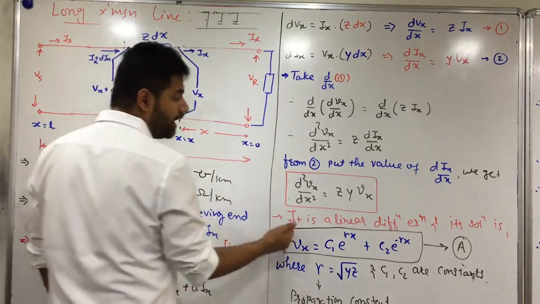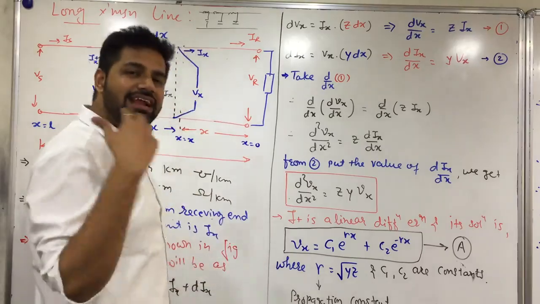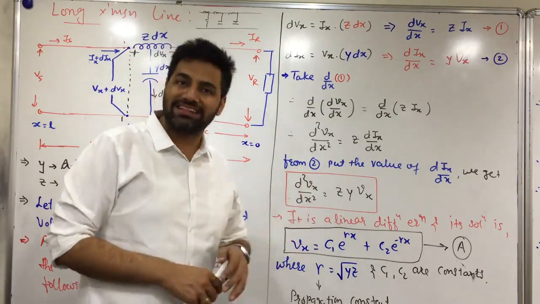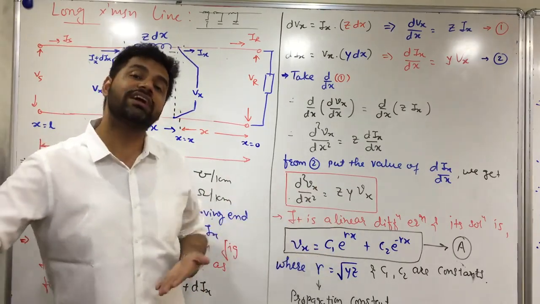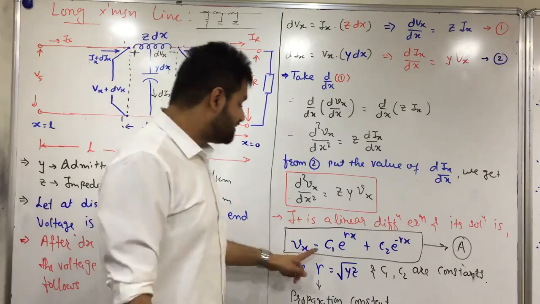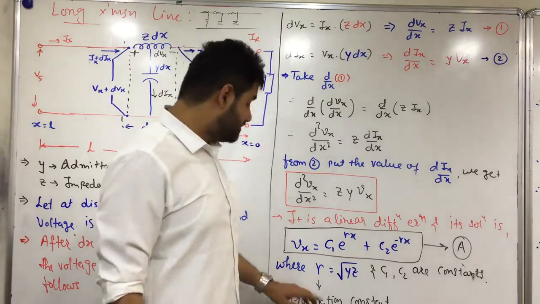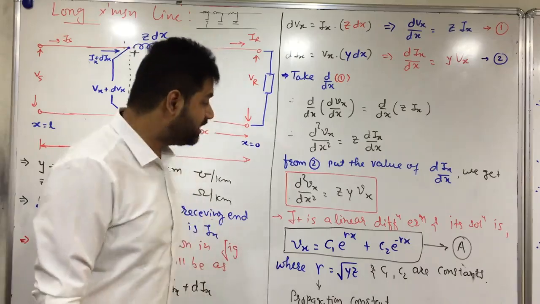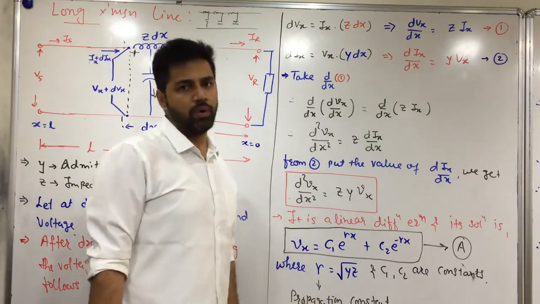Is it clear? So we have got a linear differential equation and its solution is given by this. You have studied in Maths 3 that the solution for such a differential equation is this only. Right? You have also studied it in electromagnetics as well. Fine. We have studied this there too. So Vx is equal to C1 e raised to gamma x plus C2 e raised to minus gamma x, where gamma is the propagation constant, and C1 and C2 are arbitrary constants that we can calculate by putting in the boundary conditions.